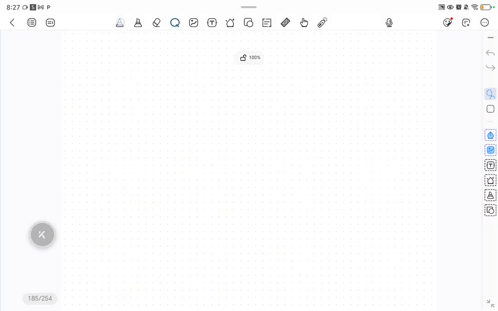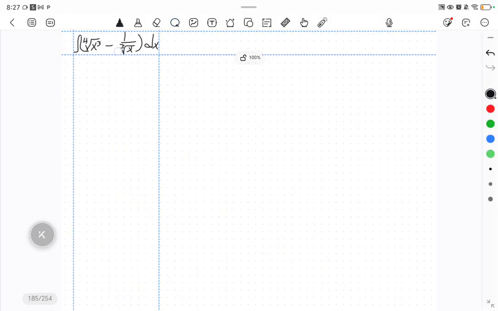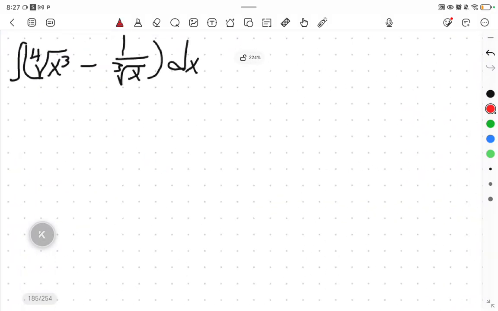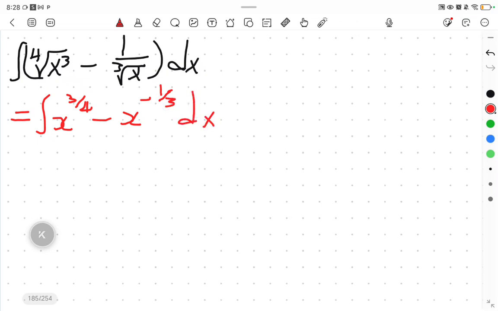So now this will be the integral of x to the 3 over 4 minus x to the minus 1 over 3 dx. So the one that is inside is always the numerator. The one that is outside is always the denominator. You see, right? And then that is always the case. And then here I can just distribute. This is simple.